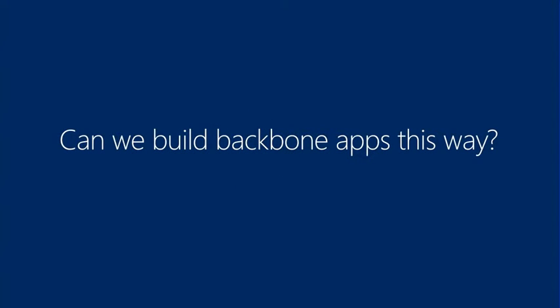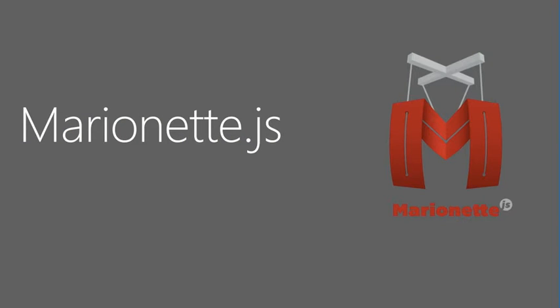So can we build Backbone applications this way? Well, of course we can. We're all programmers, so we could write our own code to do this. These are structures and patterns that are quite well defined. But we could also look to libraries to help us get the job done. And if we're building Backbone applications, I would strongly recommend that you check out a library called Marionette.js.